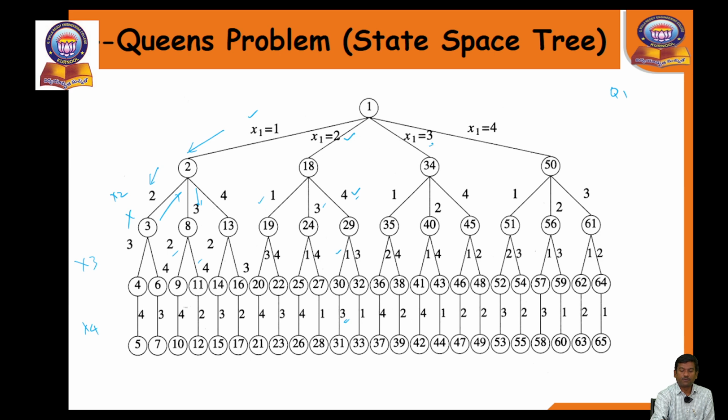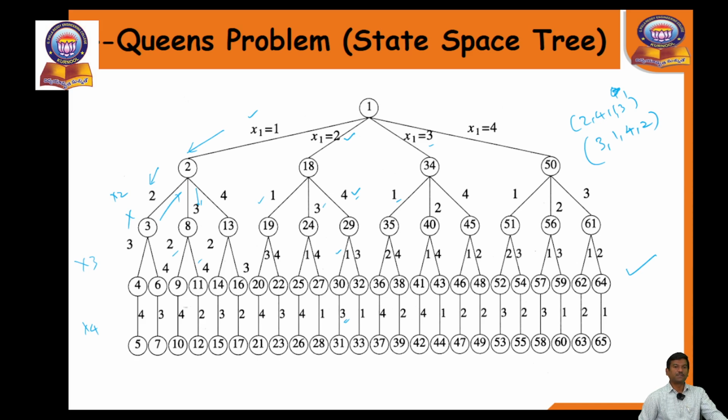When you take x1 equal to 3, find whether if you place queen 2 in the second row, the first column, it leads to the solution. If it leads to the solution, move to the next level. If it does not lead to the solution, then backtrack and find the other paths. So in such cases, the other solution that can be obtained is 3, 1, 4, 2. So there are two solutions. The first one, that is 2, 4, 1, 3, and the next one is 3, 1, 4, 2.